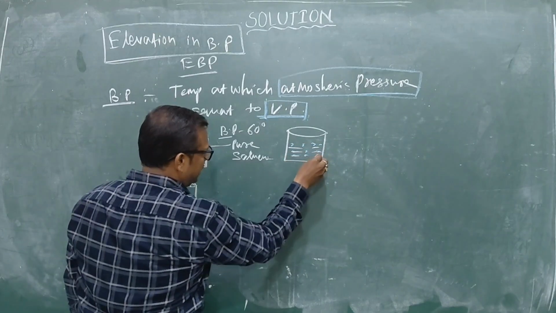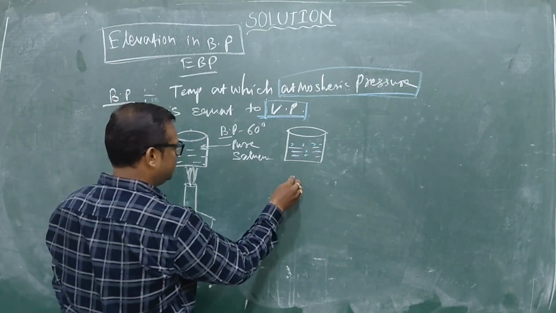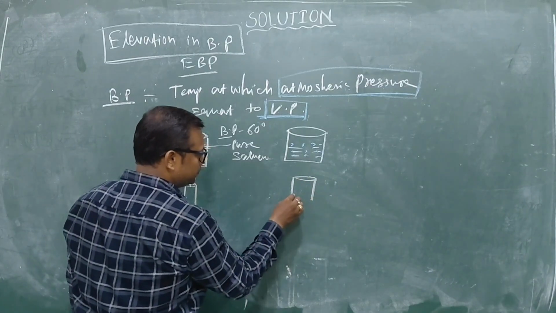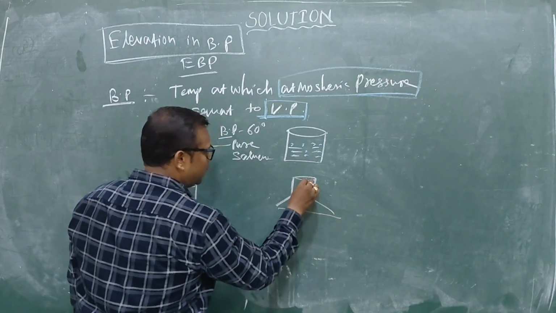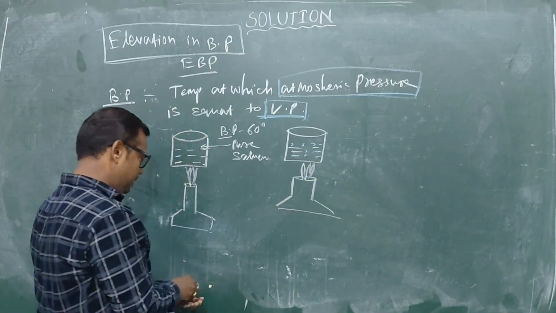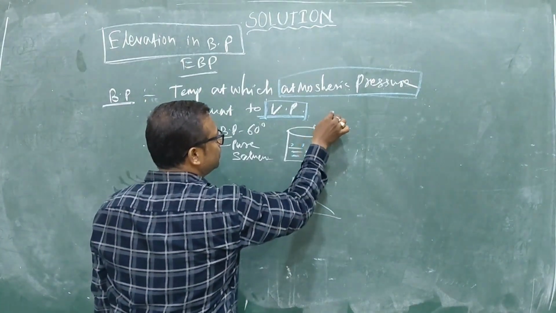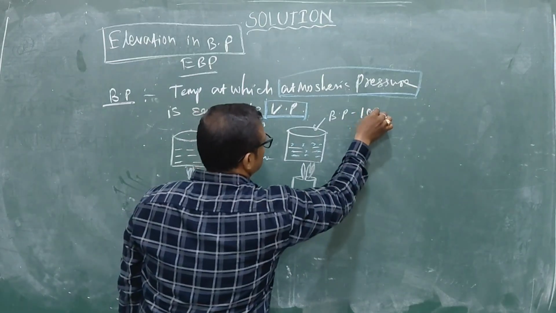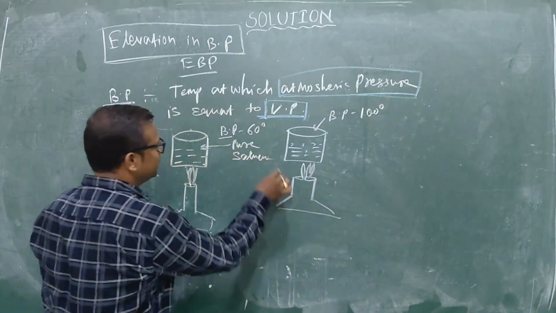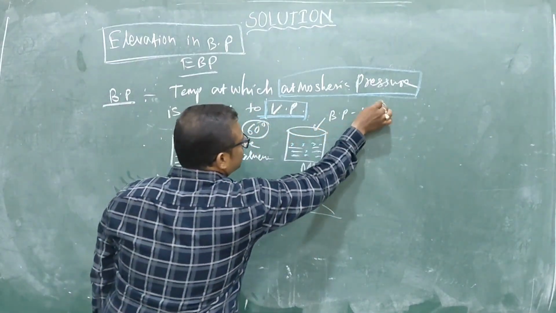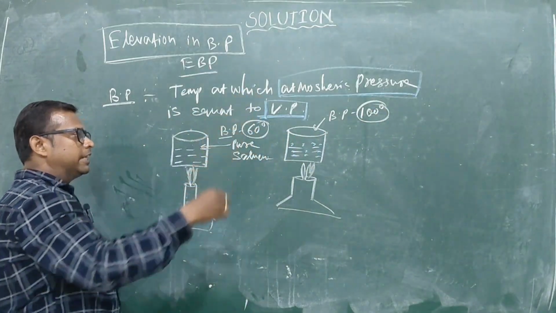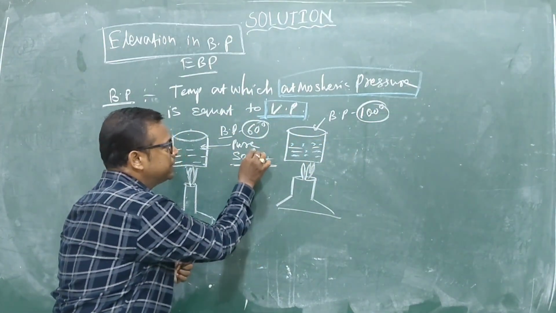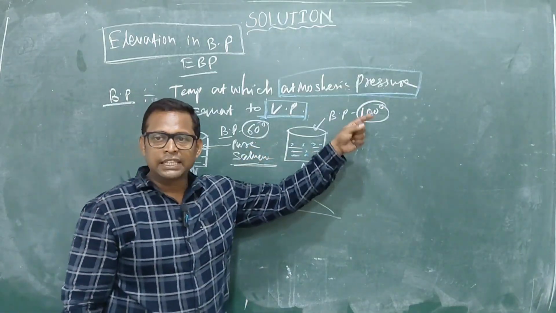After adding some solute particles, the solution is prepared, and now you can note it down. Definitely the boiling point is more than the pure solvent. So here the boiling point is elevated. The boiling point increased here. Compared to the boiling point of the pure solvent, the boiling point of the solution became higher.